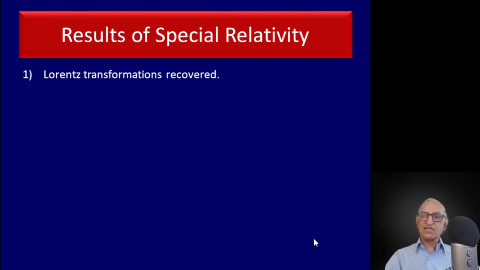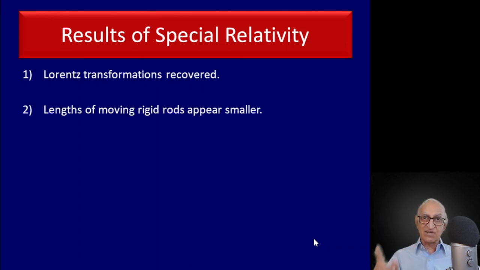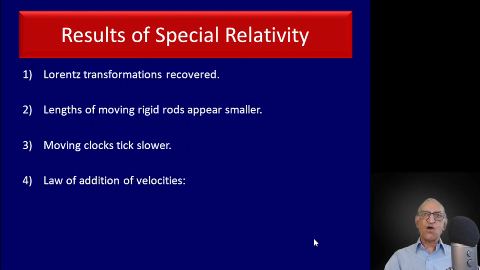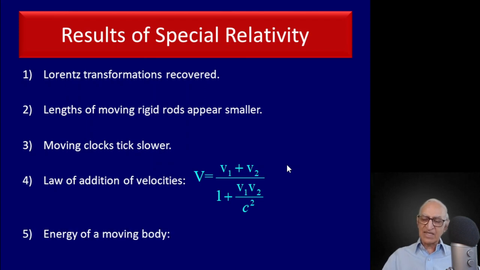Now, what are the results of the special theory of relativity that Einstein constructed based on those two principles? One is that the Lorentz transformations are recovered, the transformations that take you from one inertial frame to another, under which all laws of physics remain invariant. The length of a moving rigid rod appears smaller. Moving clocks tick slower. The law of addition of velocities is (V1 plus V2) divided by (1 plus V1 V2 divided by c squared), not simply V1 plus V2. And the energy of a moving body, E, is equal to mc squared, where m is the mass of the particle, which is related to the rest mass m0 by the formula m equals m0 divided by the square root of 1 minus V squared by c squared.